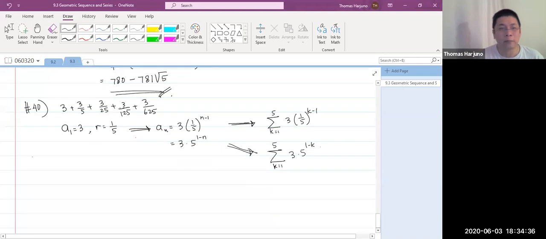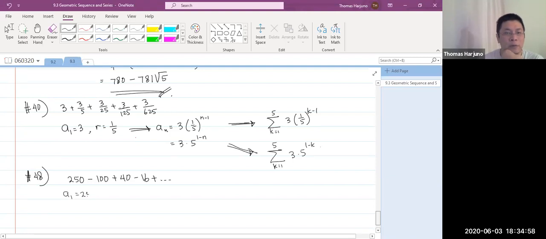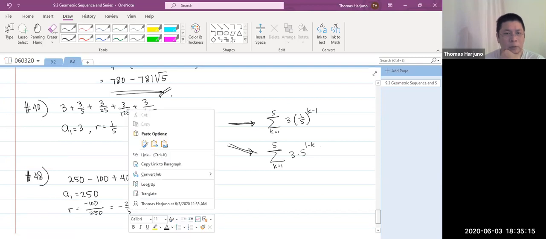Number 48. Find the sum of 250 minus 100 plus 40 minus 16 and on. The first term is easy to see, that's 250, but the ratio is not really. So let me do it slightly long way. Negative 100 over 250, that's negative 2/5.